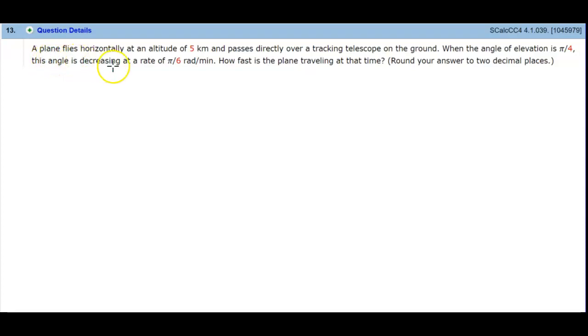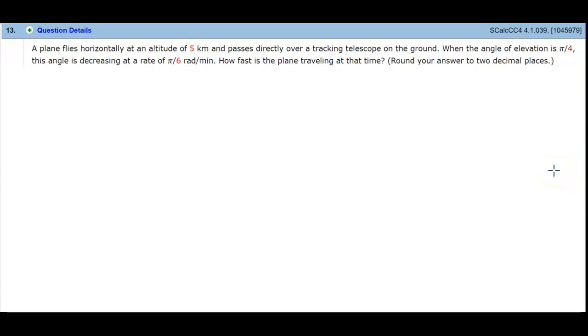A plane flies horizontally at an altitude of 5 kilometers and passes directly over a tracking telescope on the ground. When the angle of elevation is pi over 4, this angle is decreasing at a rate of pi over 6 radians per minute. How fast is the plane traveling at that time? Then round your answer to 2 decimal places.